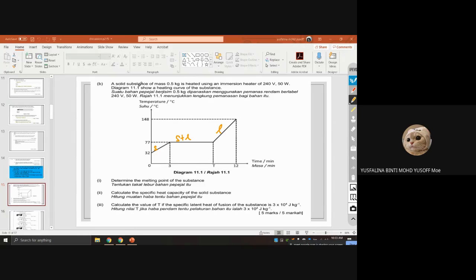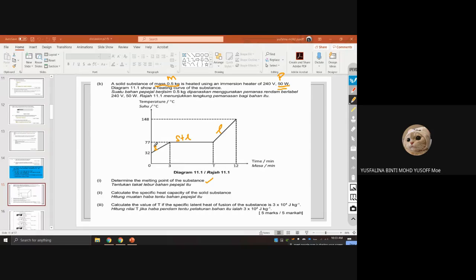Okay, so a solid substance of mass 0.5 kg is heated using an immersion heater of 240 volt, 50 watt. That means they are giving you the power here. Diagram 11.1 shows a heating curve of the substance. Now, calculate the specific heat capacity of the solid substance.